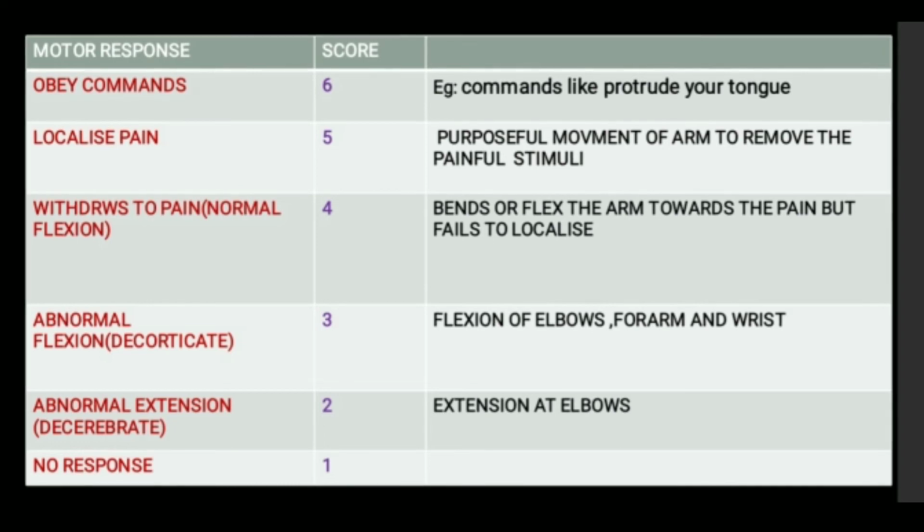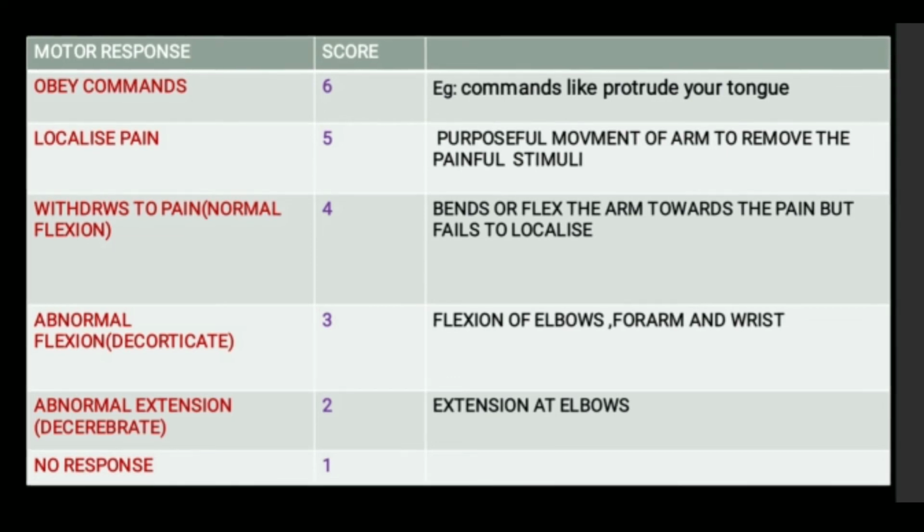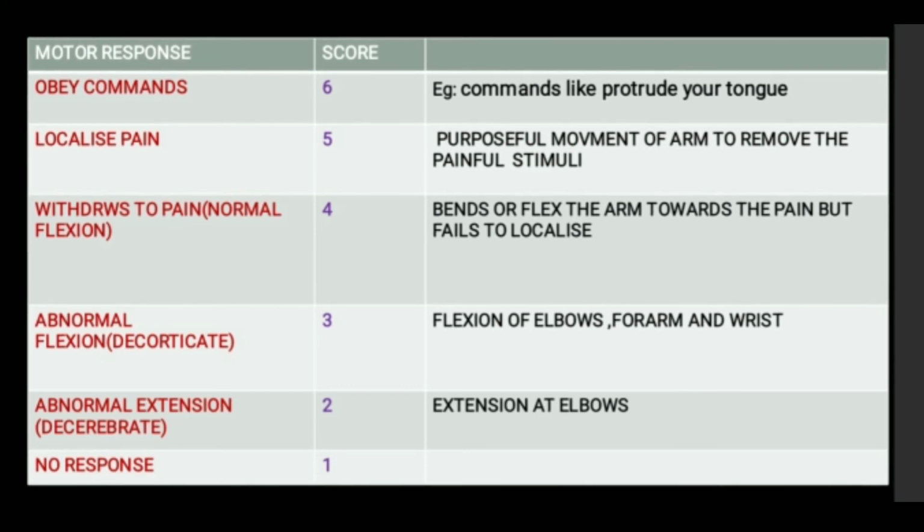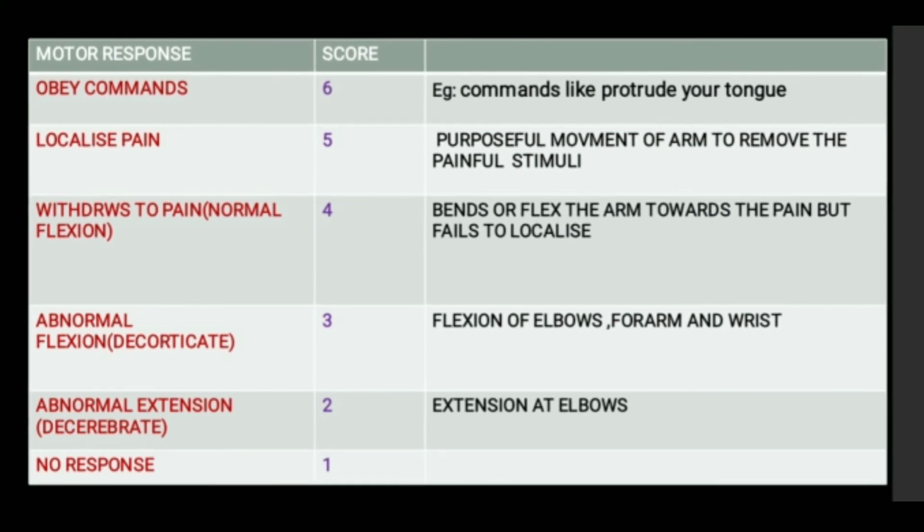Next we can see the abnormal flexion, that is decorticate movement. While we are giving the painful stimuli, the patient is having only an abnormal flexion, that is decorticate movement, flexion at the elbows or flexion of the forearm and wrist. Then we can say the patient is having an M3 response, that is motor 3 response.